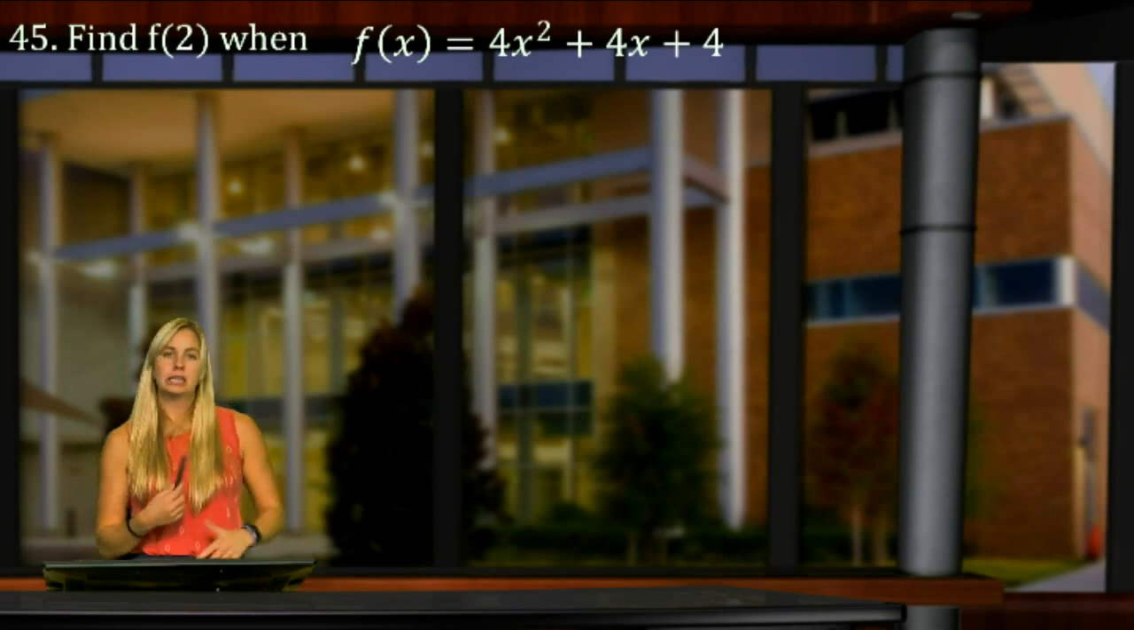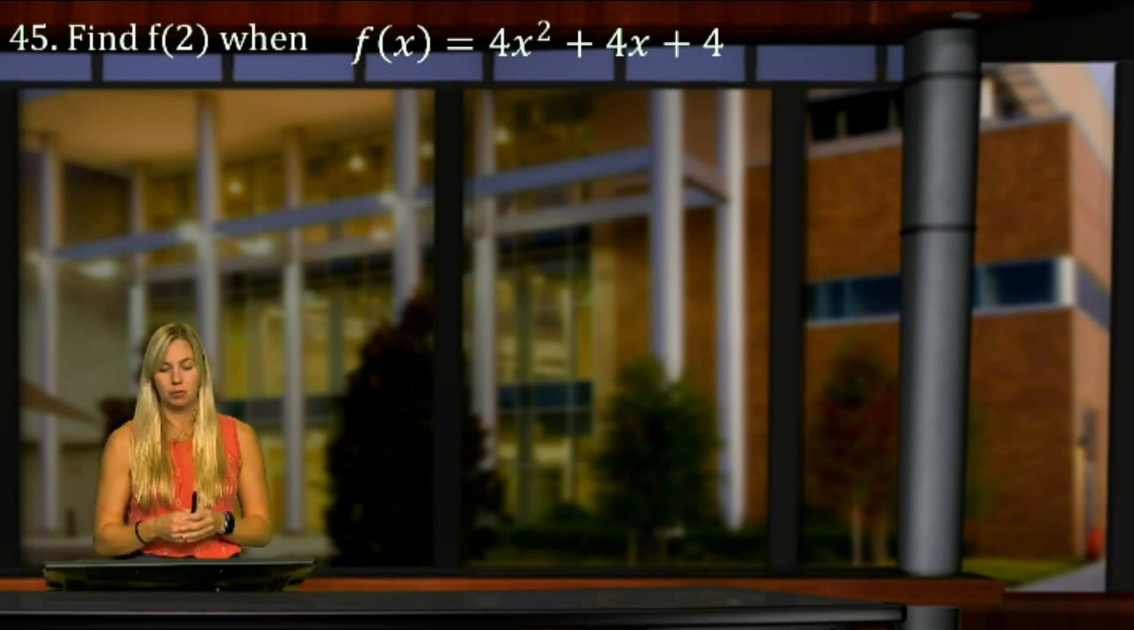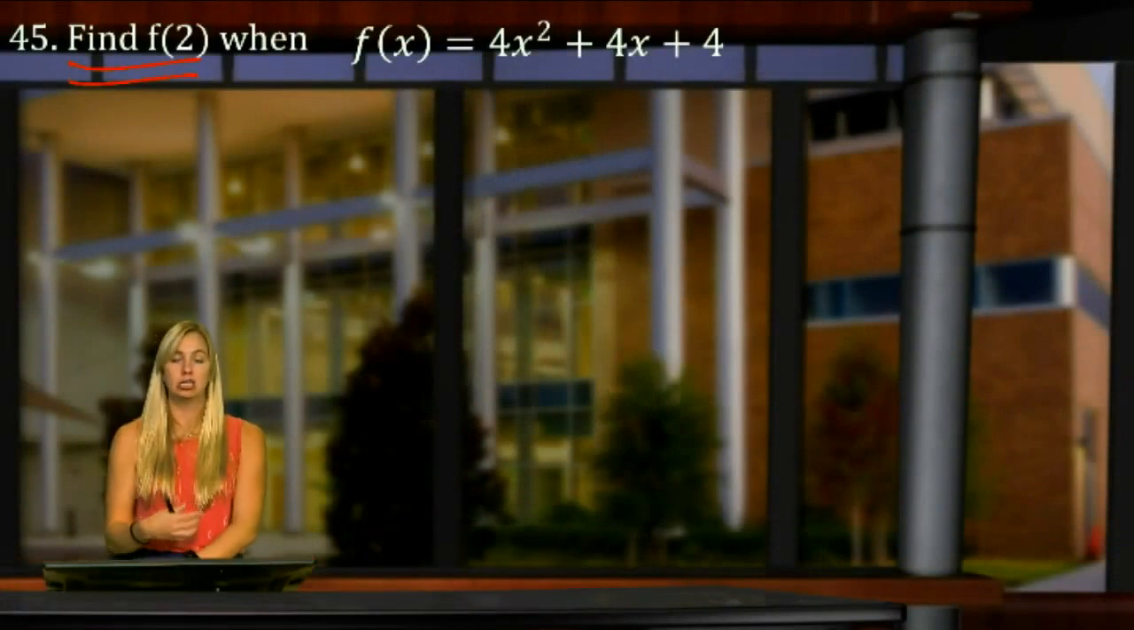Shifting gears, now we're going to start talking about some properties of functions, in particular looking at function notation. Find f of 2 when f of x equals 4x squared plus 4x plus 4. We want to make sure that we understand, what is this asking? Find f of 2. Finding f of 2 just means find the y value when x equals 2.